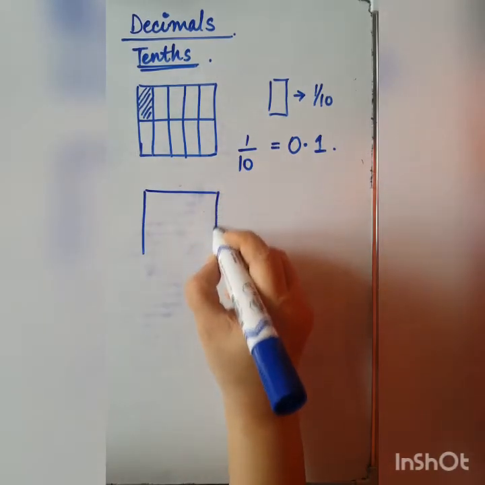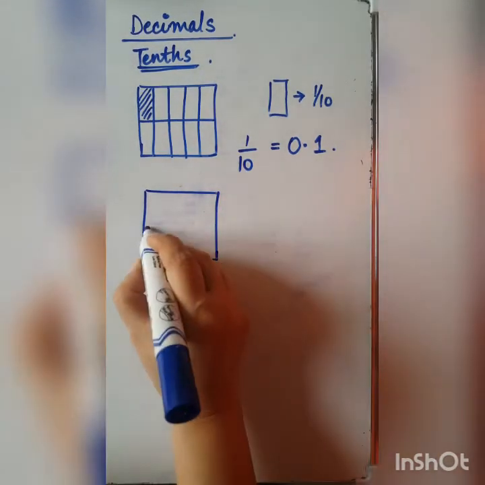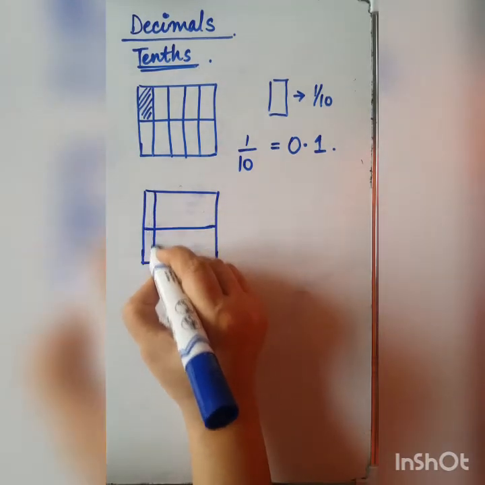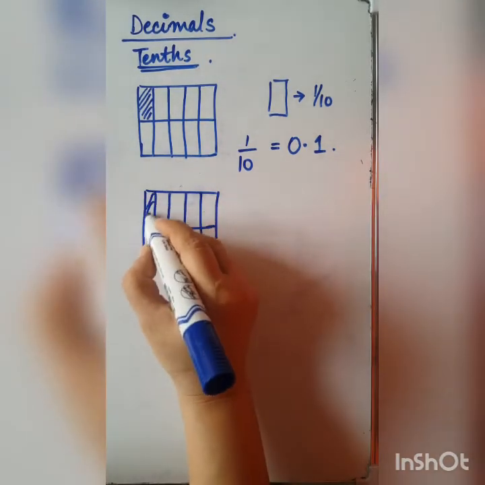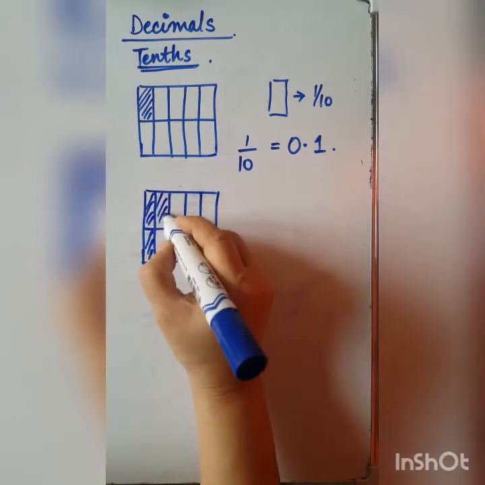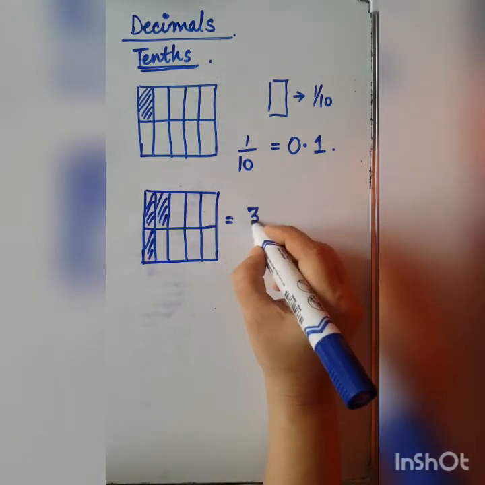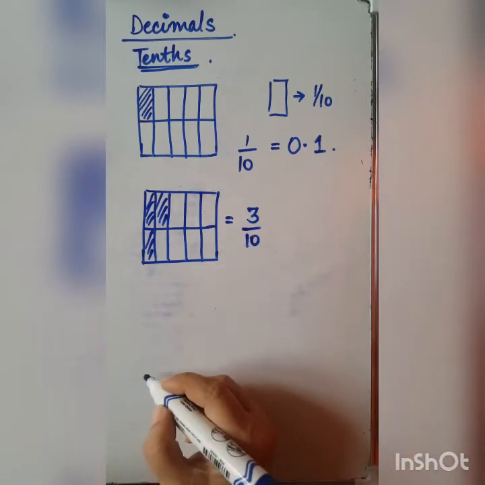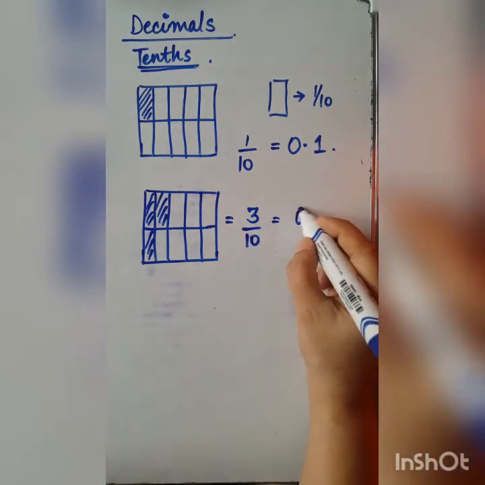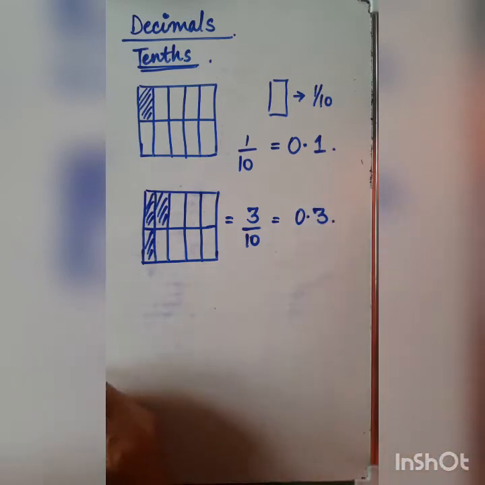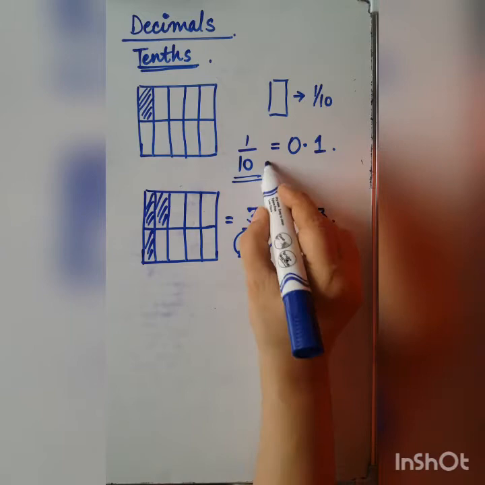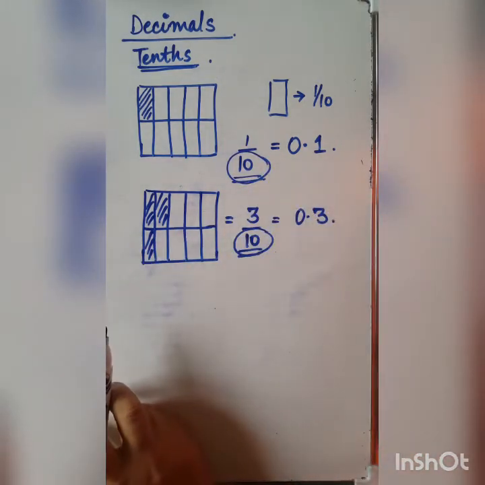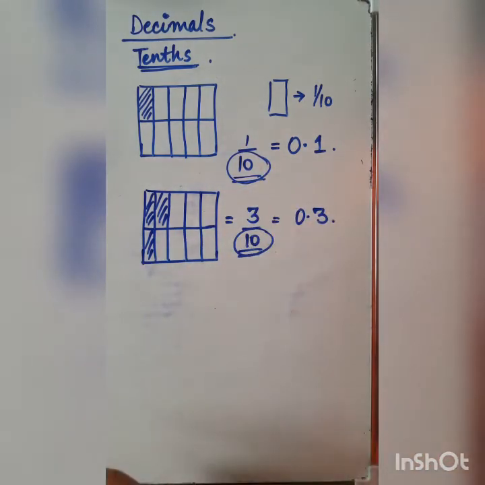Similarly, if I divide this whole unit into again 10 equal parts and I shade 3 parts of it, then the fractional number will be 3 by 10, which can be written as 0.3. So now just see, the denominators of these fractions are 10. These are a special type of fractions that are called decimal fractions.